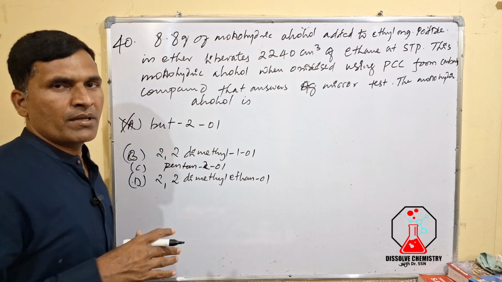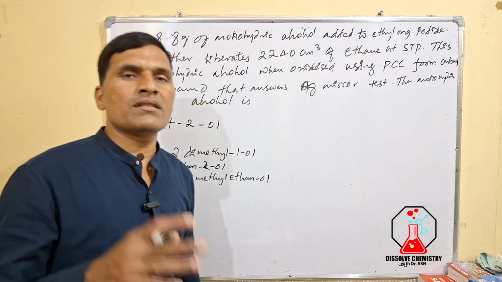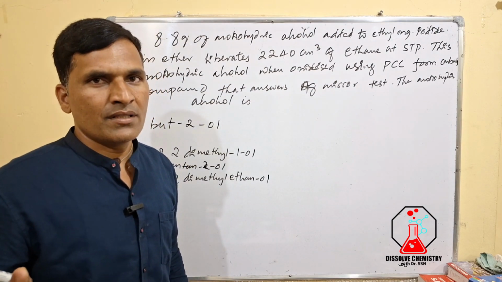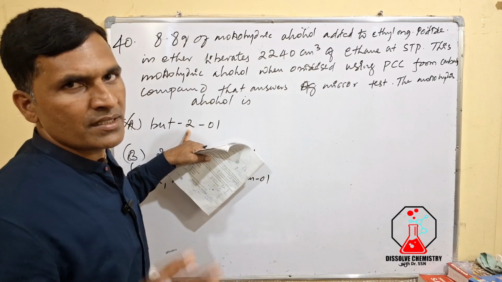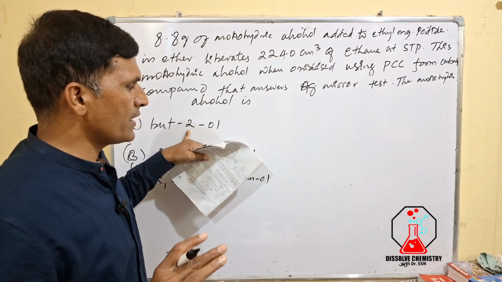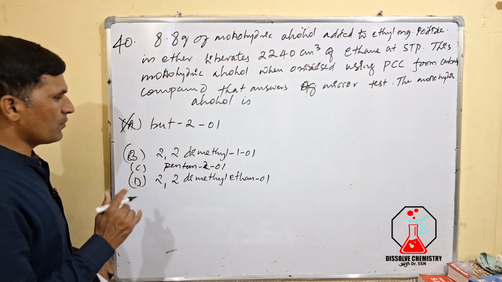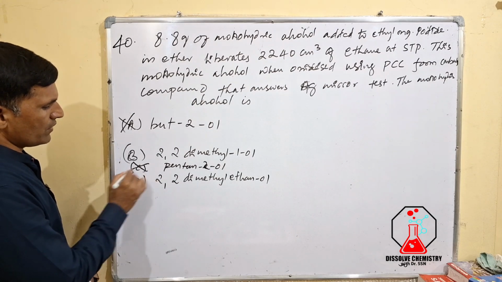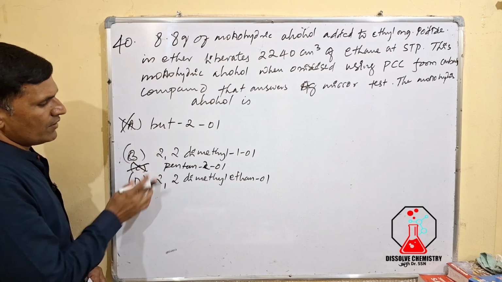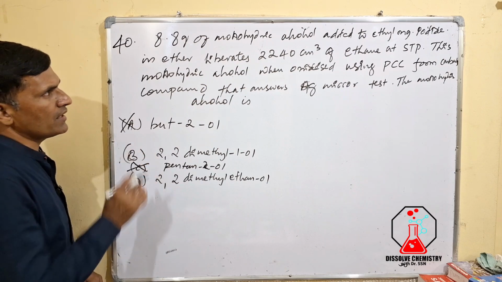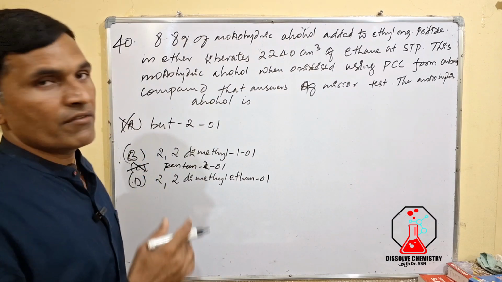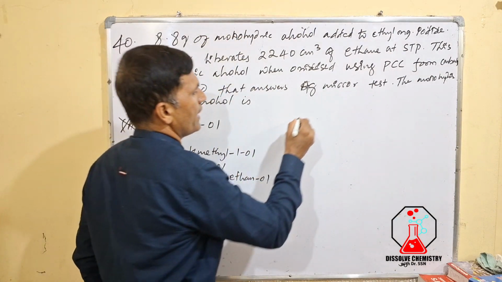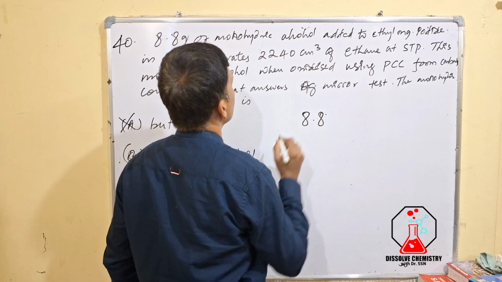If we want an aldehyde group, we need a hydroxy group at the terminal carbon atom. 2-ol means it is not a terminal hydroxy group containing compound. So the D option and the C option we have to eliminate, and it will be between B and C. Among those, we can see from the first part of the question: 8.8 gram.